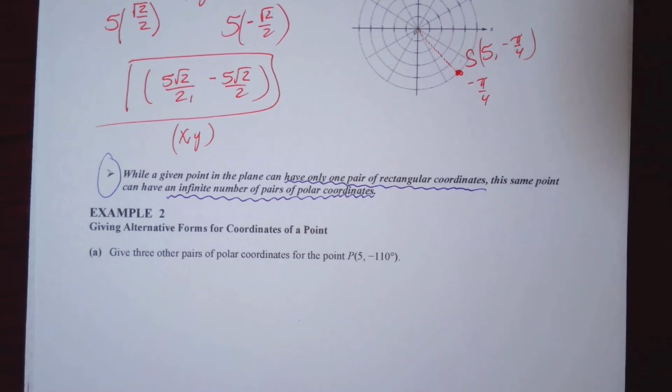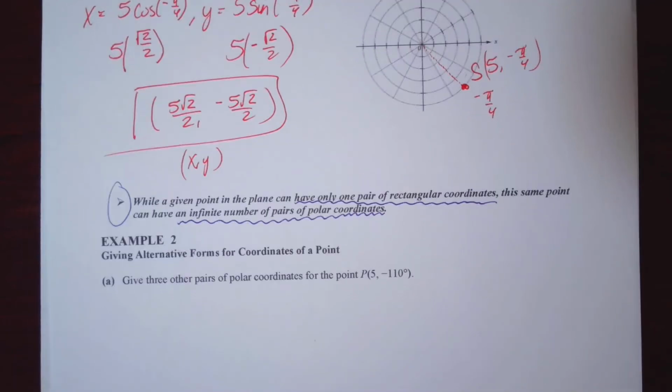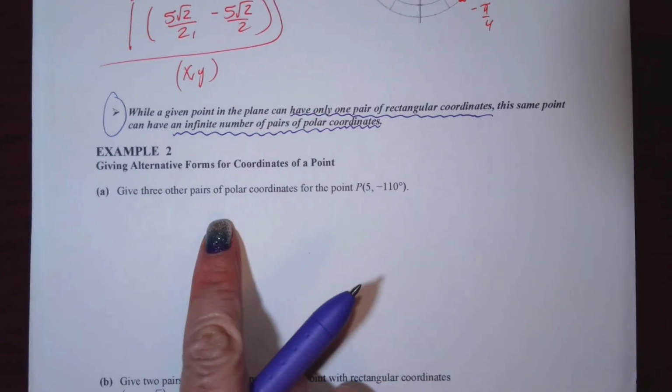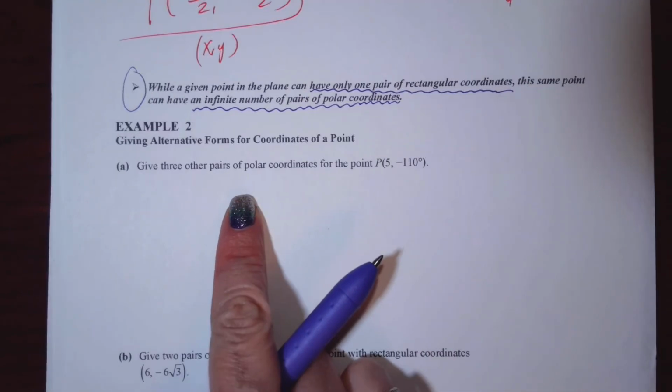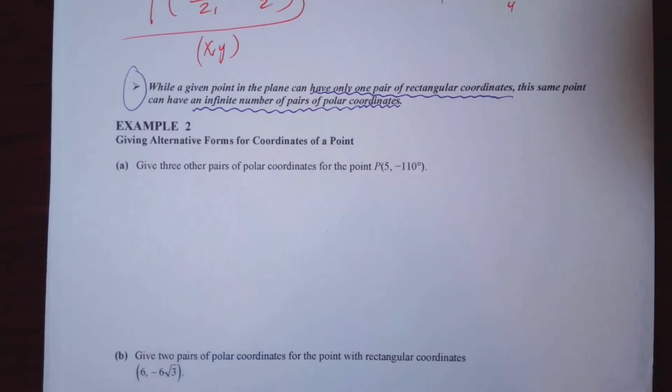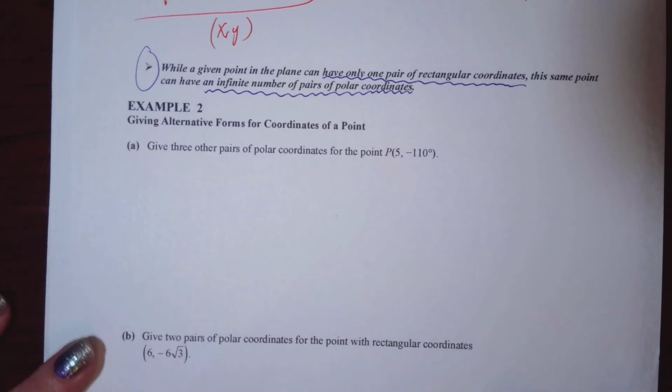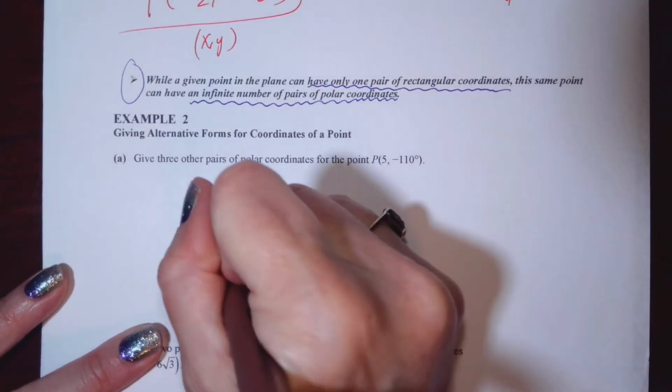Now we've got an opportunity to practice that a couple of times. I think this is our last page. It says to give 3 other pairs of polar coordinates for the point 5, negative 110 degrees. Well, we're going to go a little bit above and beyond. We're going to graph that first.